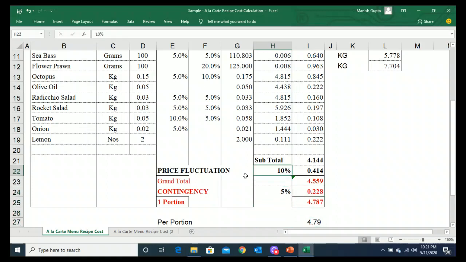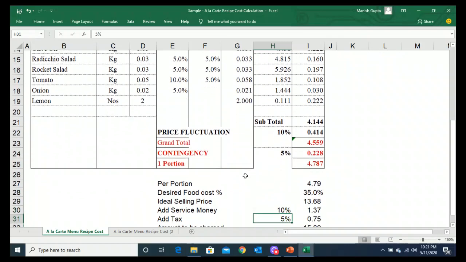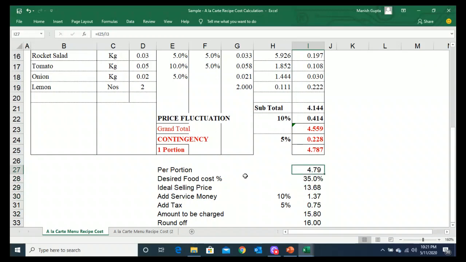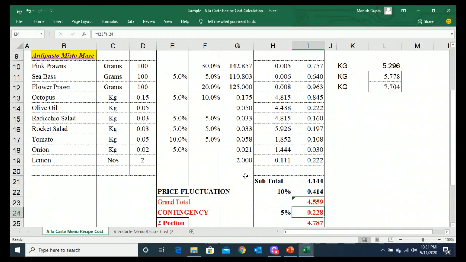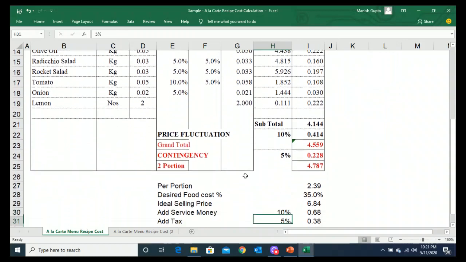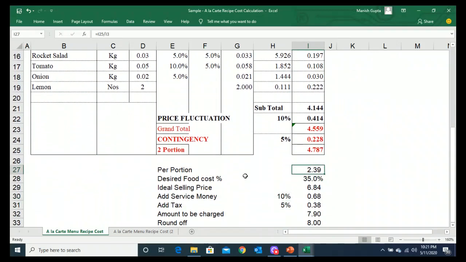The price fluctuation percentage will come from the purchaser, who will tell you how much the price can usually vary on an average in the market. Then you will get the per portion price. So let's say you are making this for two portions, then the cost will be for two portions, and then the cost will reduce to half by the portion size.